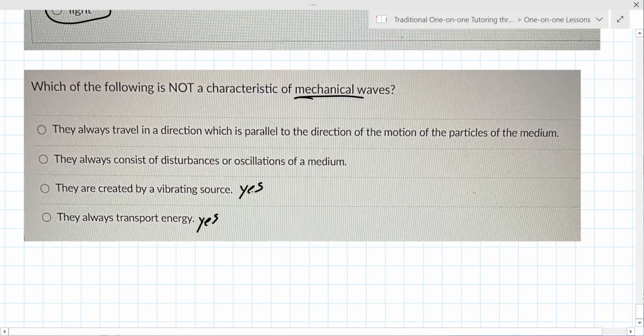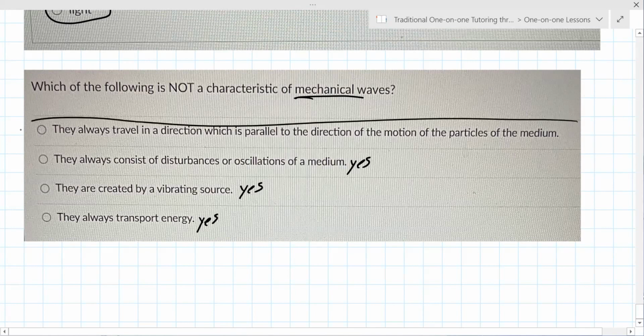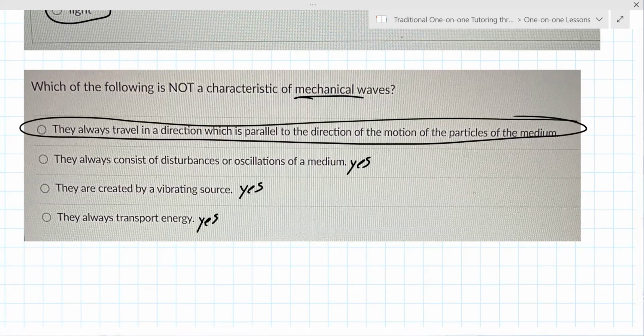And then they consist of disturbances or oscillations of media. Absolutely. So therefore, it must be this first one: they always travel in directions parallel to the direction of motion. I guess they could also travel perpendicular to it as well. So go with that one.